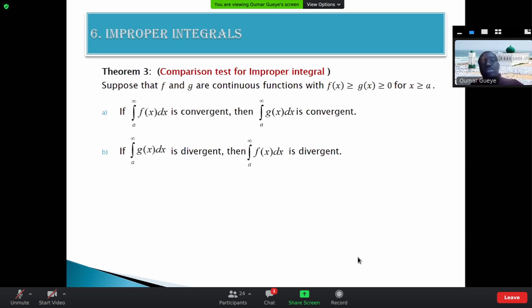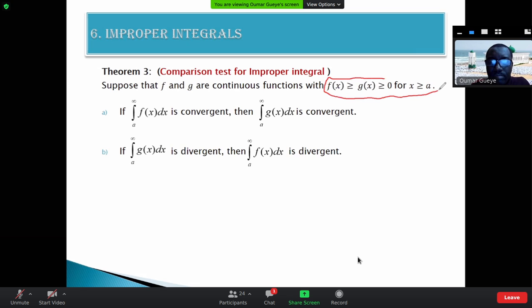And what the test says is, anytime you guys have two functions satisfying this double inequality for all x greater than a. So from this inequality, you can say 0 is less than g of x.